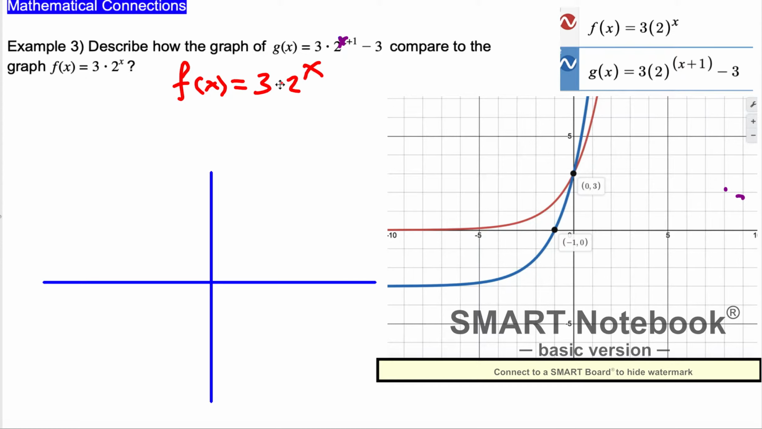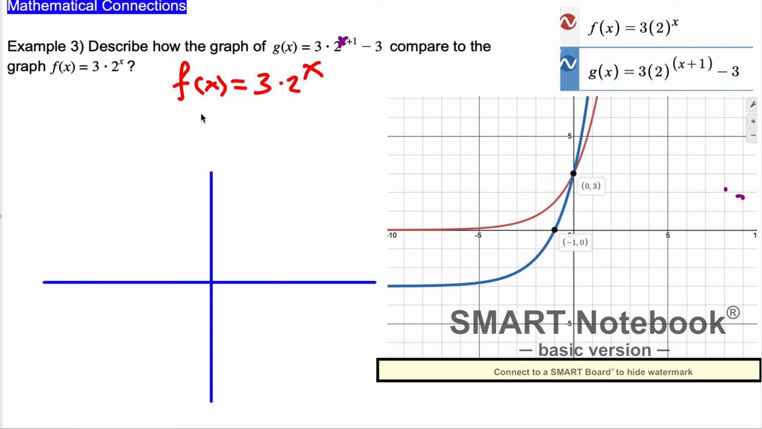And if we want to graph this function, we can sketch the graph quickly. So I know for sure it's going to have a y-intercept, and this is a growth model of the exponential function.